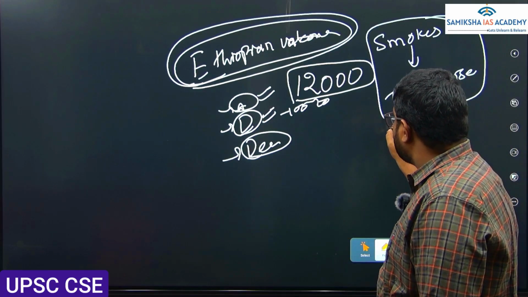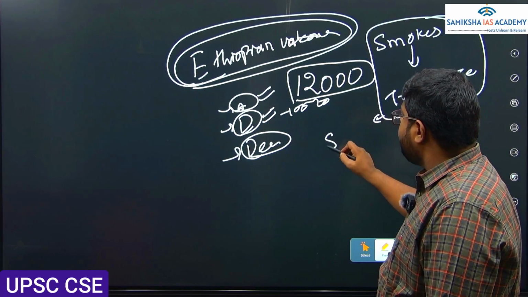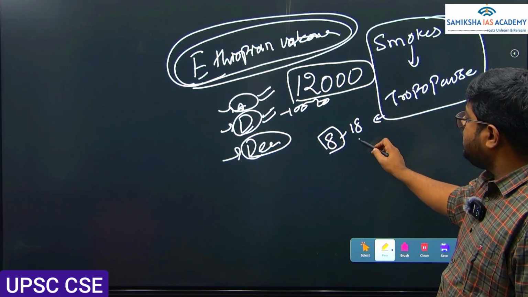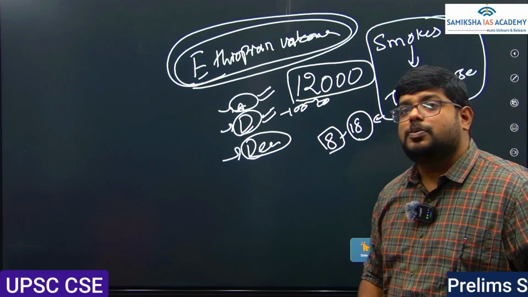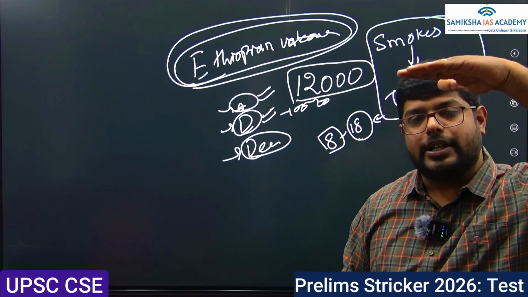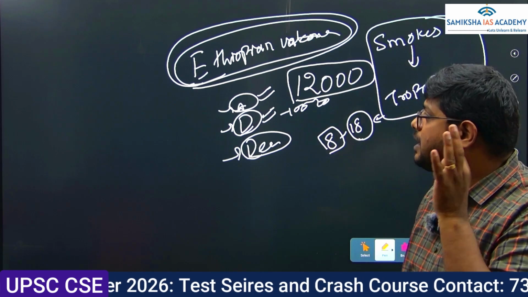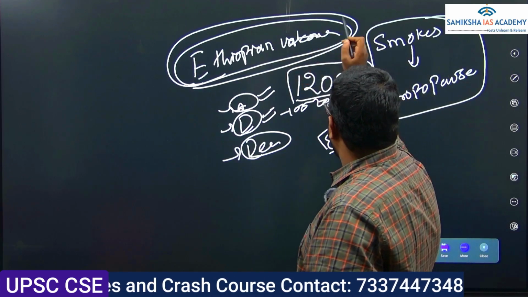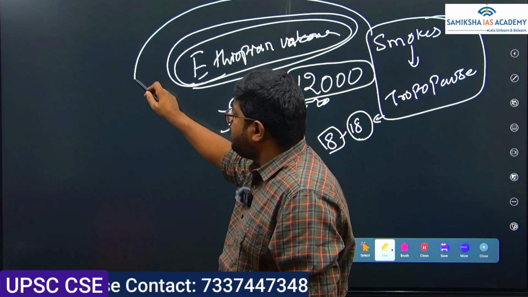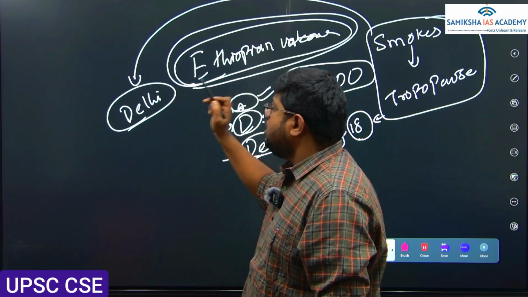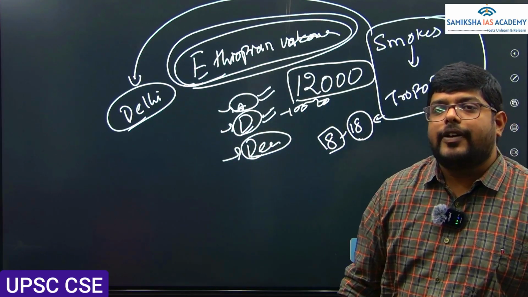Where is the tropopause? The tropopause is nearly 8 to 18 kilometers. At the poles, it is near 8 kilometers. At the equator, it is nearly 18 kilometers. That means the smoke went up to a height of 18 kilometers, right? So when this huge smoke is coming, what is the current affairs? The current affairs is that the Ethiopian volcano smoke is affecting the pollution of Delhi.